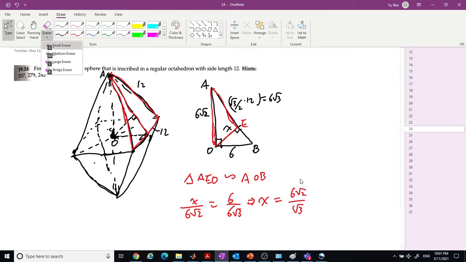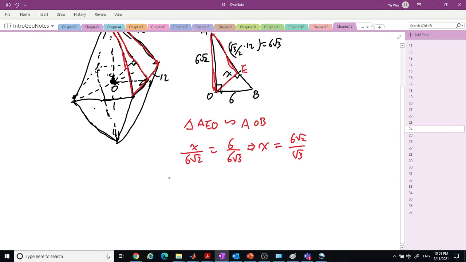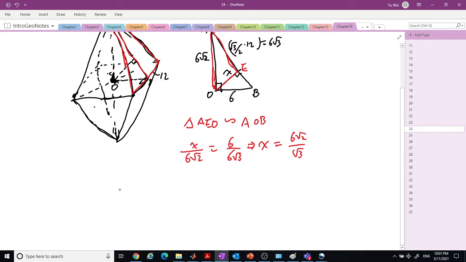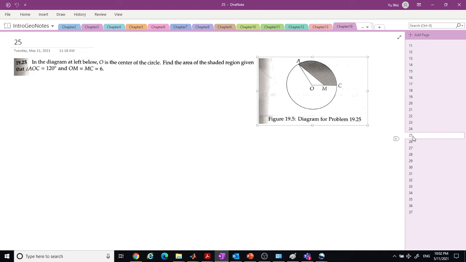Then you can calculate the volume, right? The volume of the sphere is 4 pi over 3 x cubed. Okay, so it will be 64 root 6 pi. Next.